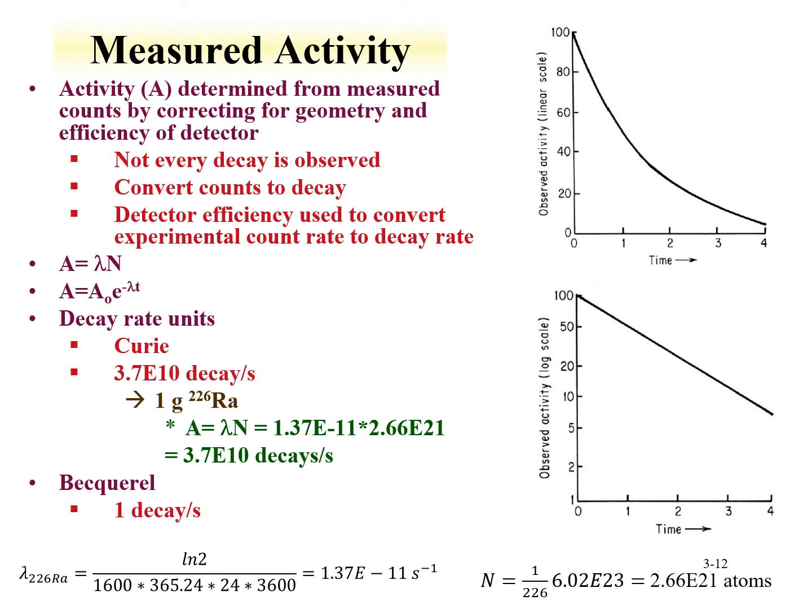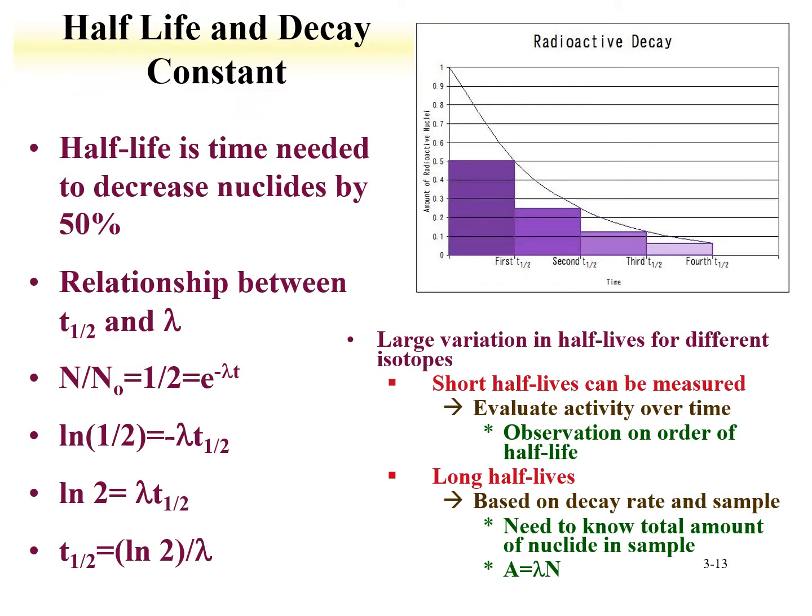So there are two activity units that are used, the becquerel, decay per second, and the Curie, this 3.7 times 10 to the 10th decays per second. The equations that we've discussed can be used to help define some of the terms that we're already using. We've already discussed half-life. That's the time it takes for half of something to decay away.